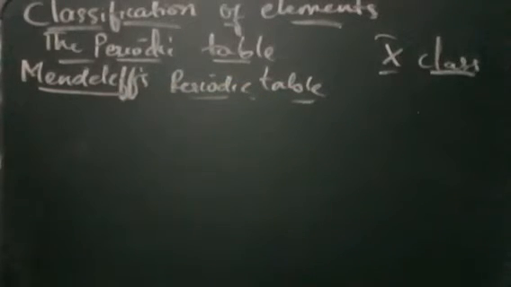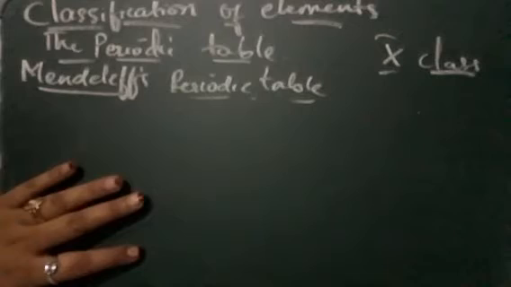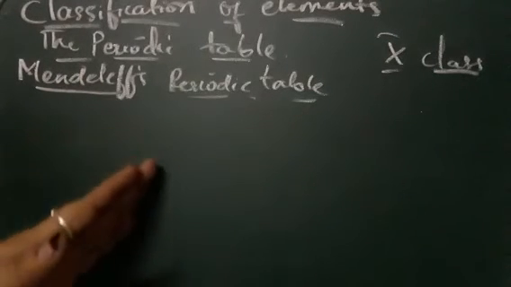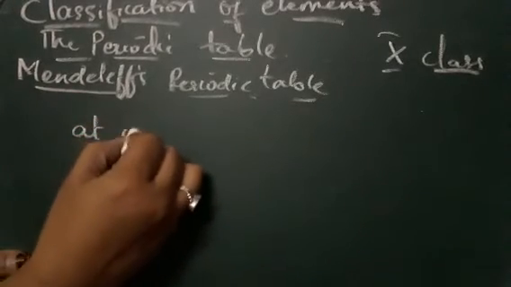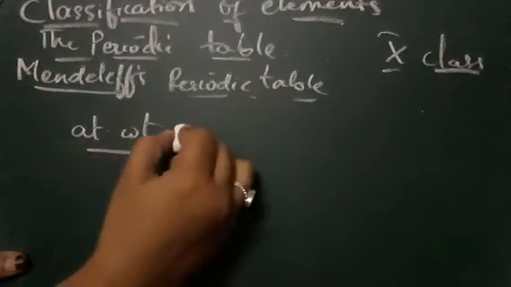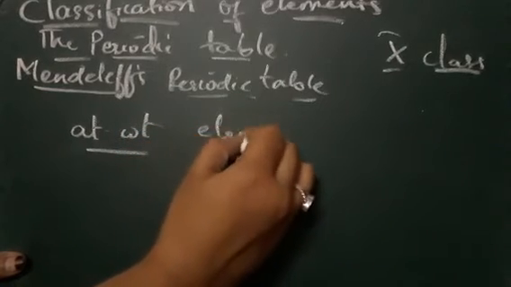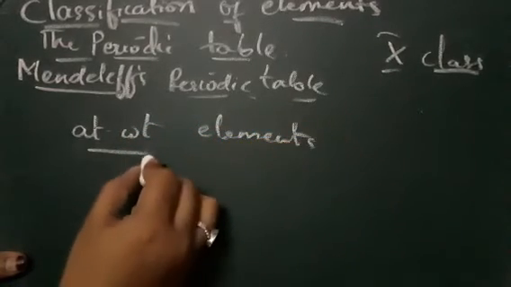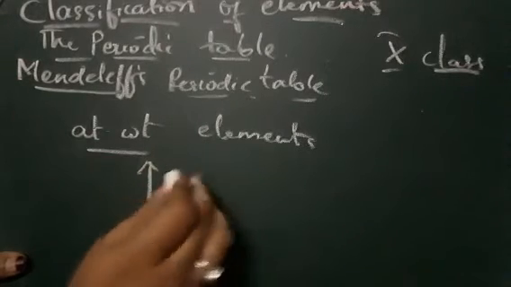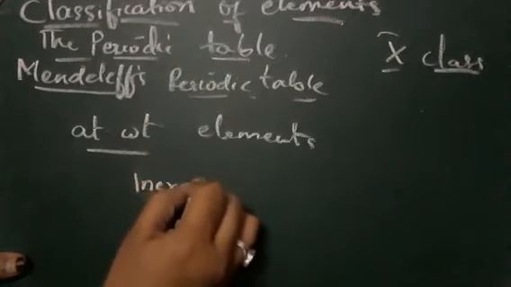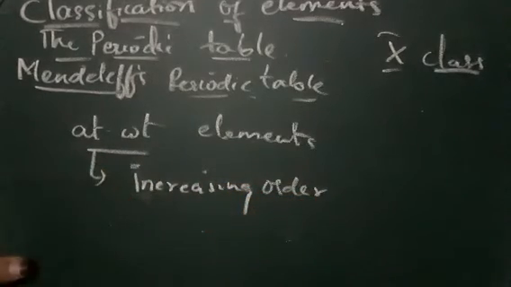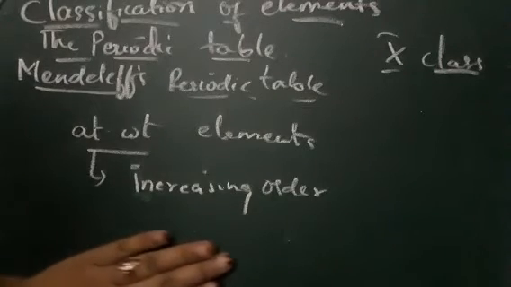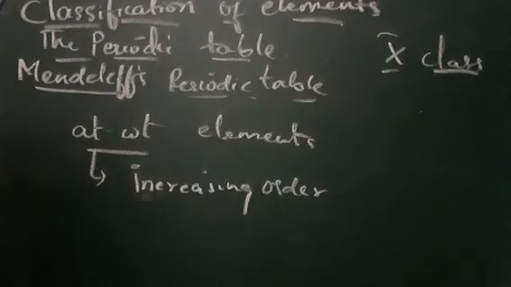Mendeleev arranged all the elements known at that time in a chart, in a systematic order, in increasing order of their atomic weight. He took the atomic weight first, and then arranged all the elements which were present in increasing order of their atomic weight, in a very systematic order.